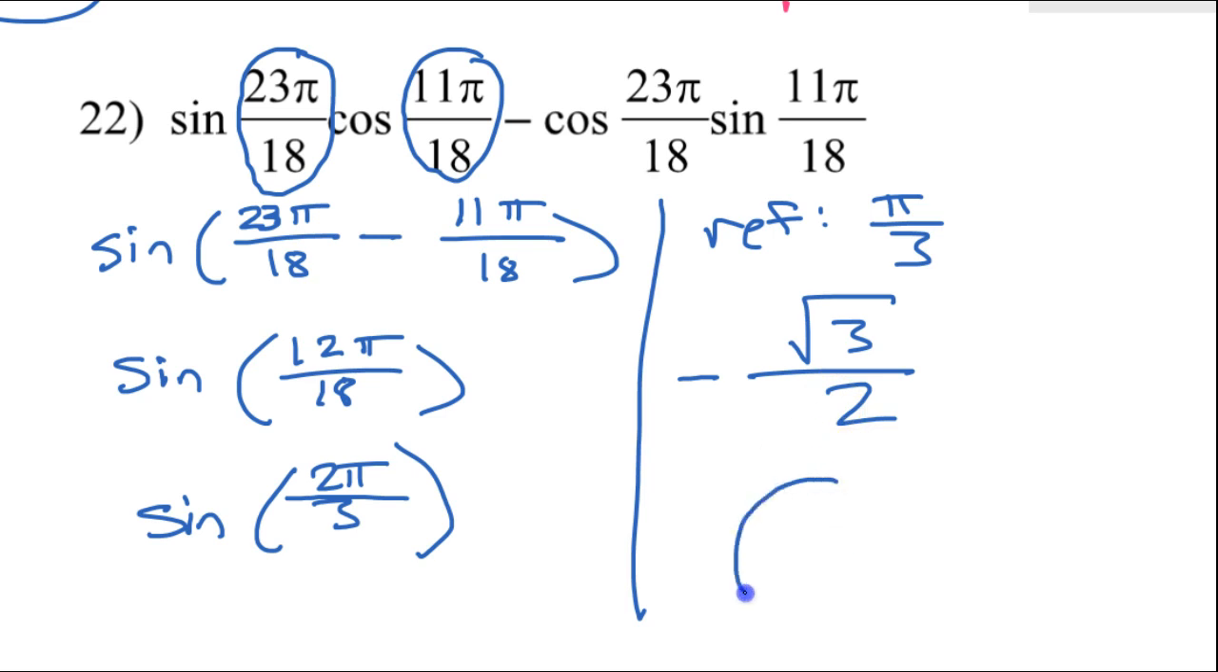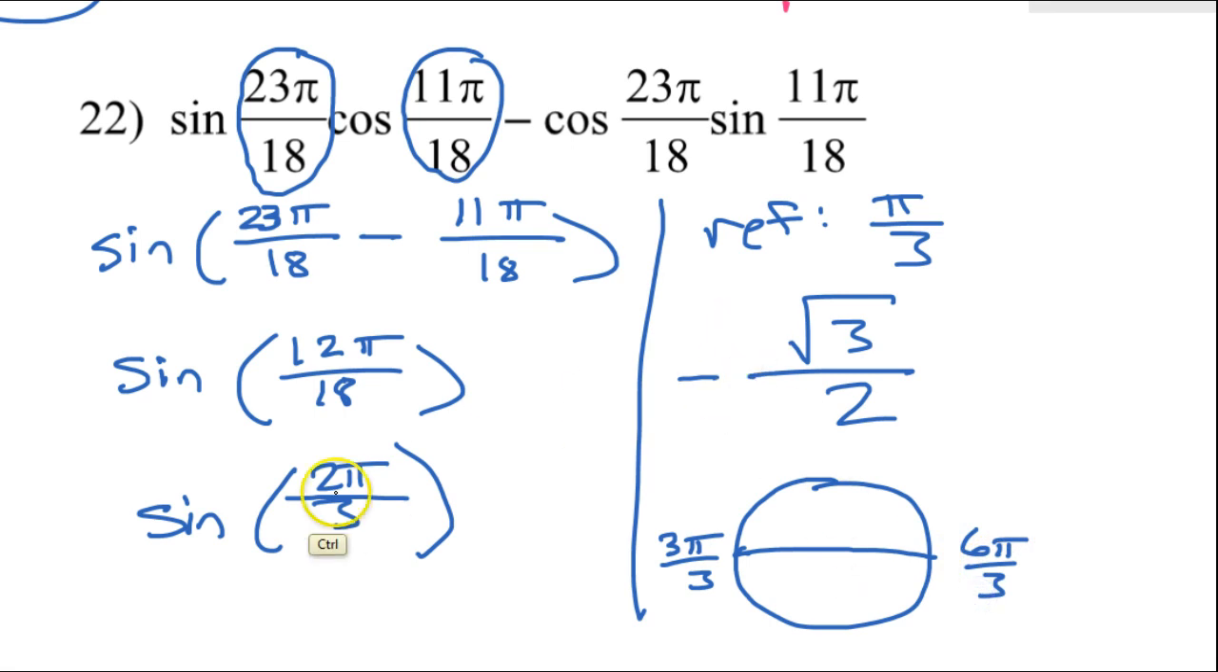To find out which, I need to think about what quadrant 2 pi over 3 is in. On the far left, this would be 3 pi over 3. On the far right, it would be 6 pi over 3. So where is 2 pi over 3? It is 1 less than 3 pi over 3, so it would be right here in the second quadrant. Sine is positive in the second quadrant because it's a y value, and y values are positive above the x-axis. So I will erase this minus sign, and this will be the answer.